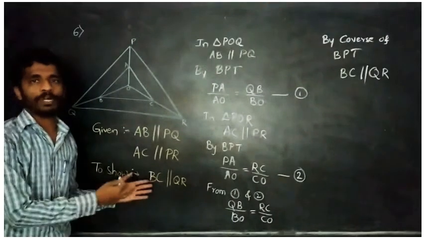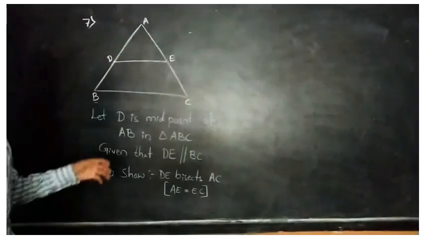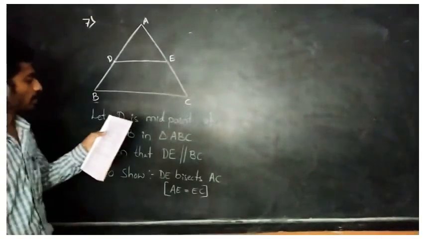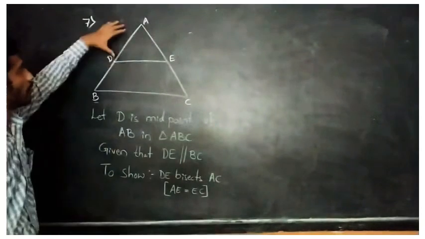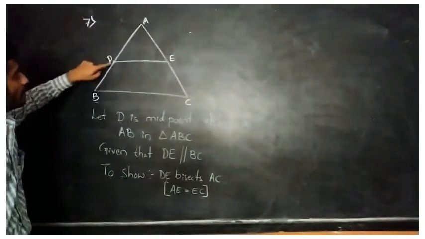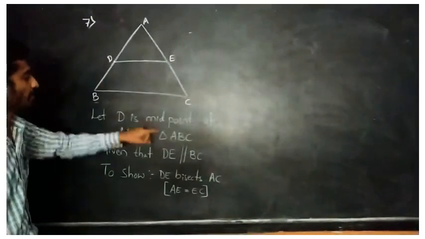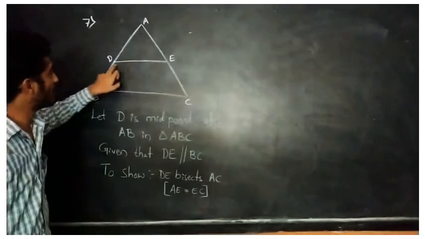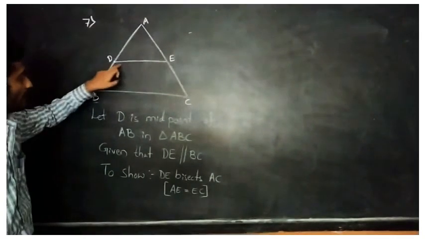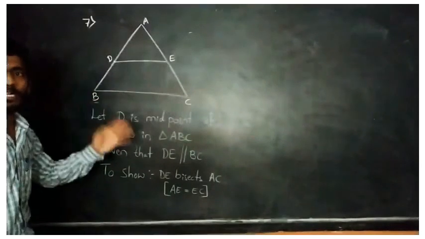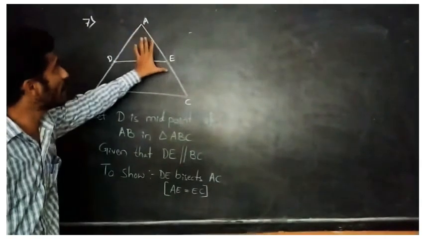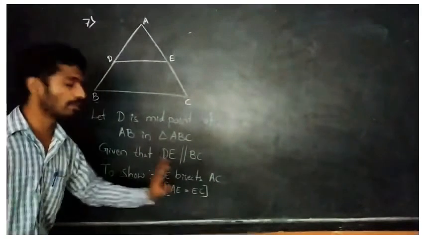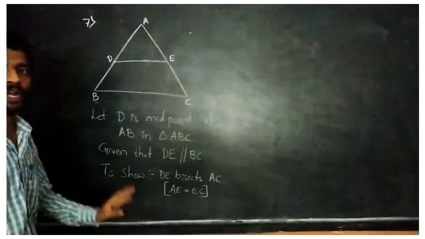Okay, so like this you have to solve. In the 7th question, they given: prove that a line drawn through the midpoint of one side. Let's take here one triangle ABC. In that, I will take D as the midpoint of AB. If you draw a line from the midpoint, let's take that line as DE. DE is parallel to BC. Then it bisects the third side, that is AC. Or else you can show that AE is equal to EC. This thing we have to show.